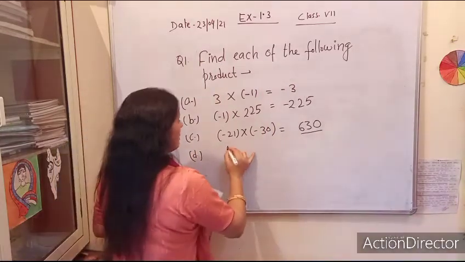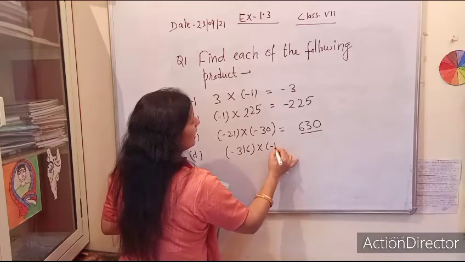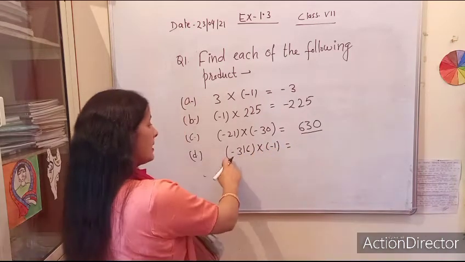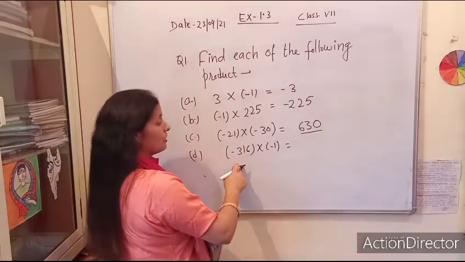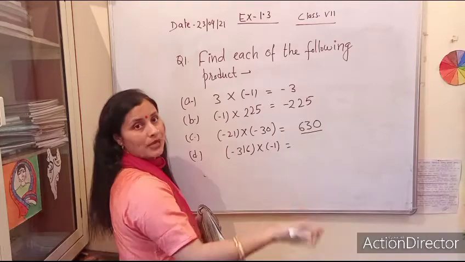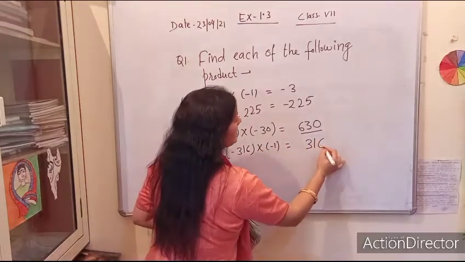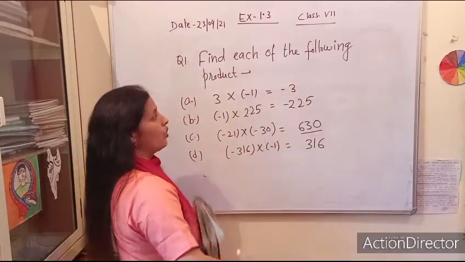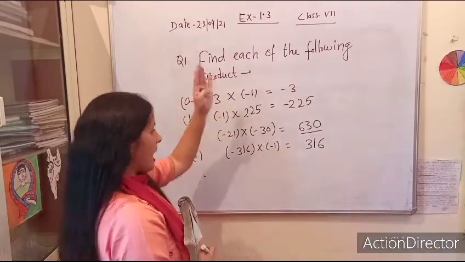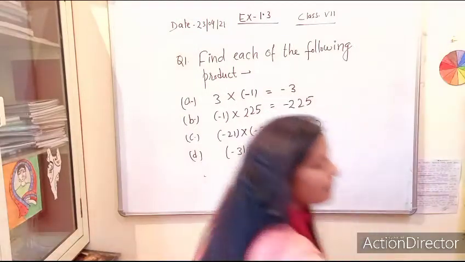D is minus 316 into minus 1. Again you can see two negative signs multiplying with each other, so definitely it's going to be plus. 316 ones are 316. It will become plus, so there is no need to show the plus sign. Okay, you can note it down. I am rubbing it, then we will do a few more questions based on question number 1.